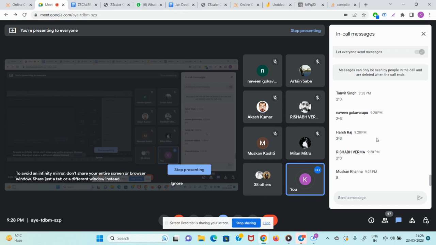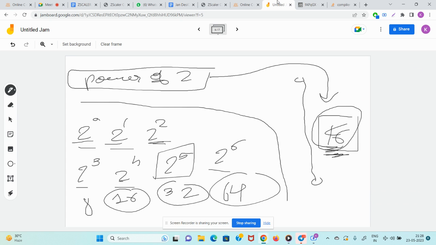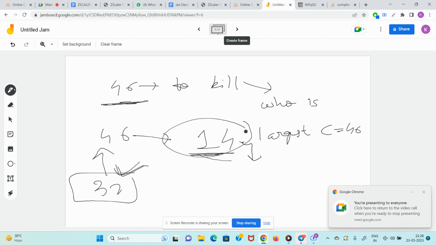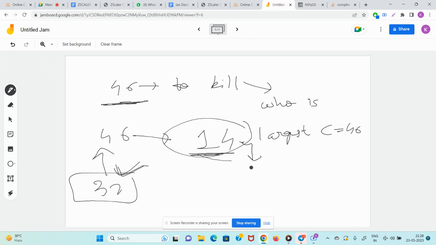Whom will you send? 8. Correct answer, guys. Top level answer. So for 14, you will greedily send it. This is a greedy problem. Always try to select the bigger number. If you always select the biggest number, the total number of operations done will be less.